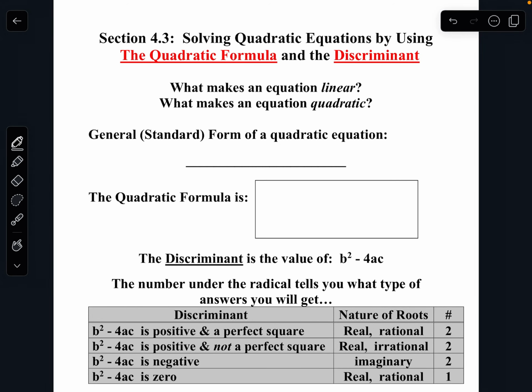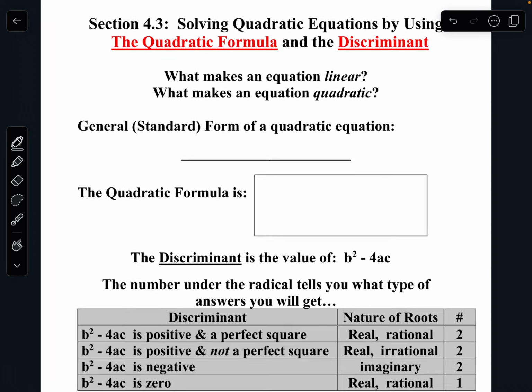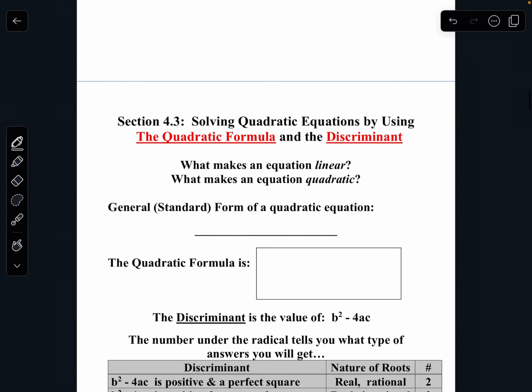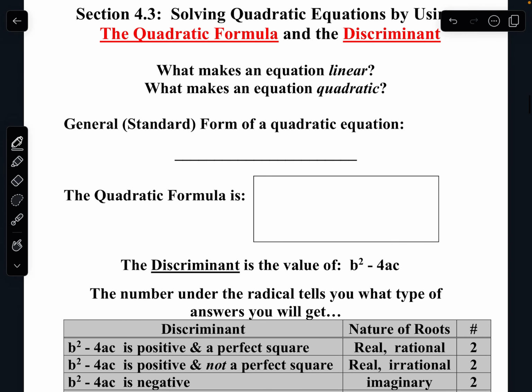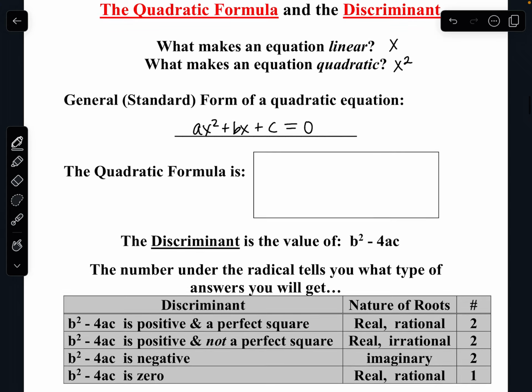All right, in this lesson, we're going to talk about how to solve quadratic equations using the quadratic formula, and then we're going to talk about how the discriminant helps us classify solutions. The general form of a quadratic equation has an x squared term followed by the x term followed by a constant term equal to 0. You know an equation's quadratic because you have an x squared term. If you just have an x, that means it's linear.